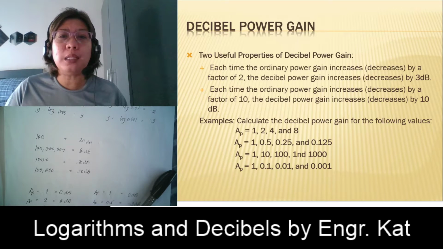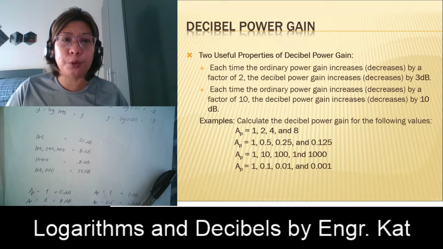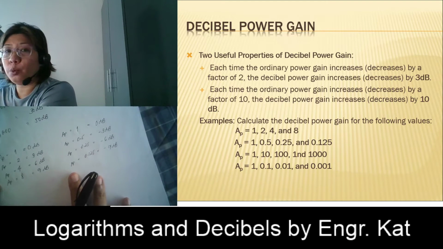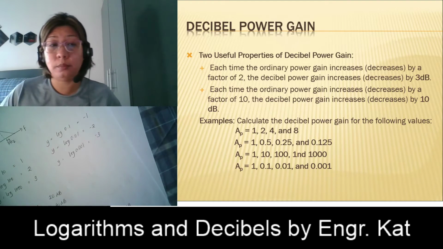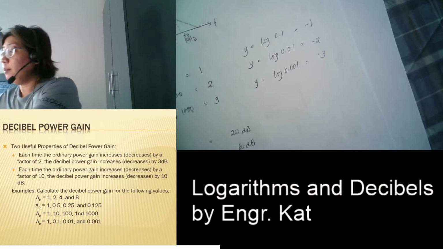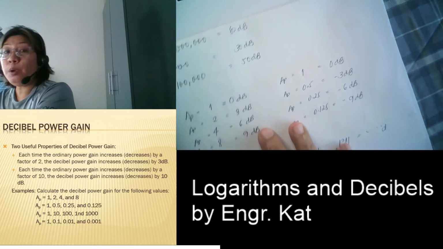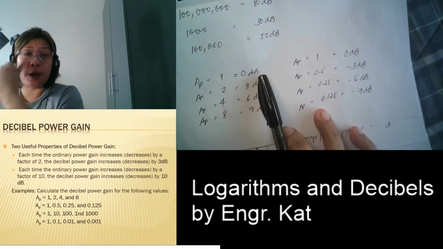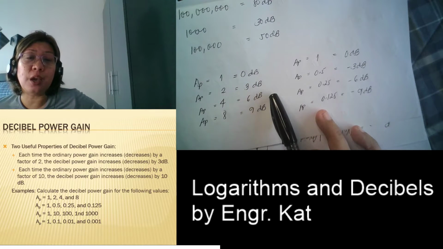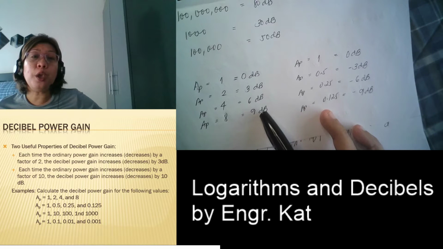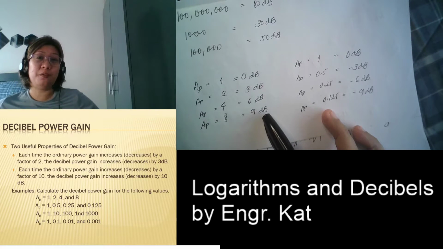Let us see. In this example, we are trying to increase your ordinary gain by a factor of 2. So we start with 1, 2, 4, and 8. We will be starting with 0 dB, from 1, and then 3 dB, and then you try it, you have 6 dB and 9 dB. So if this is 16, we are already predicting that the answer there is 12 dB.